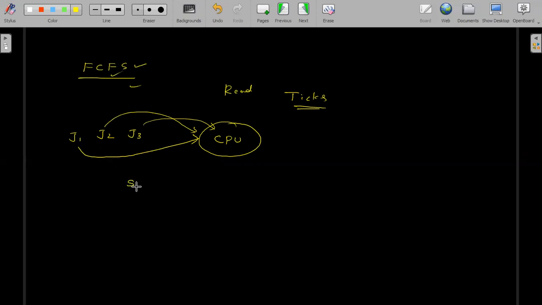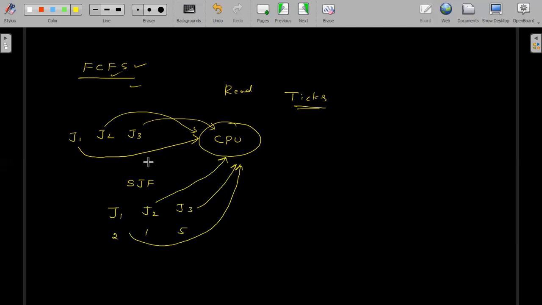Again, SJF. Have you heard about this one? Here also think there is job 1, job 2, job 3. In SJF, whoever has the shortest period is picked first. Suppose this one has 2 units, this one has 1 unit, this one has 5 units. Whoever has the shortest will be picked first, after that the next shortest one. So this is what we call shortest job first.